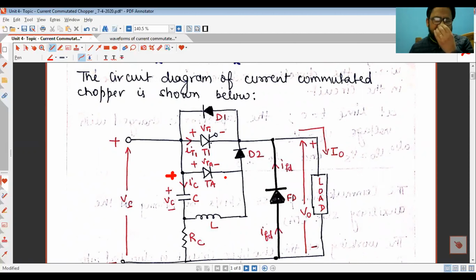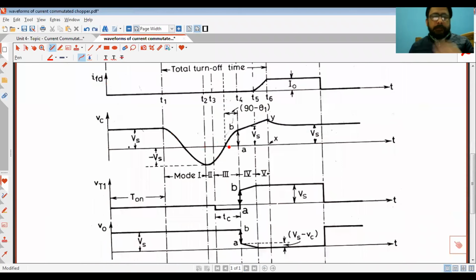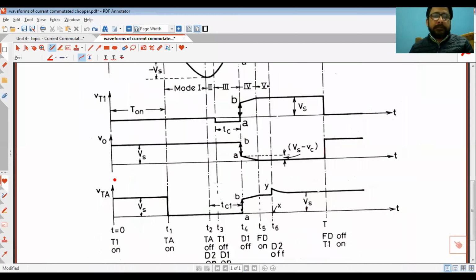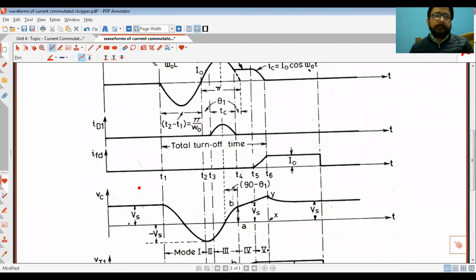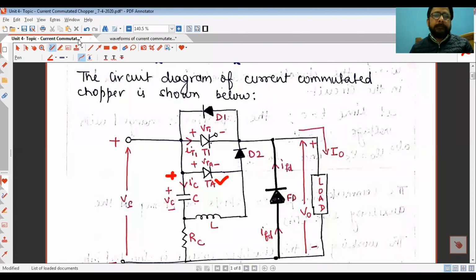So the auxiliary SCR is favorable for conduction, but it will not be triggered. It will not be turned on at t is equal to 0, or from 0 to T1, for this duration. Thus capacitor current is 0. That means no current is flowing here. This IC is equal to 0.